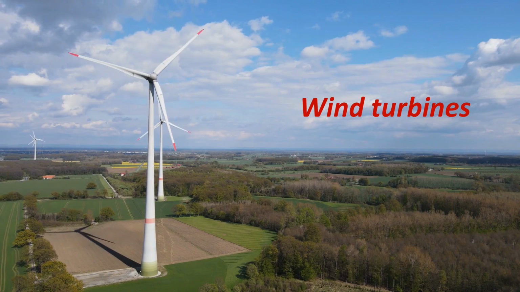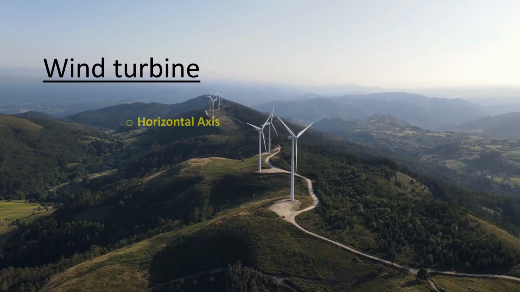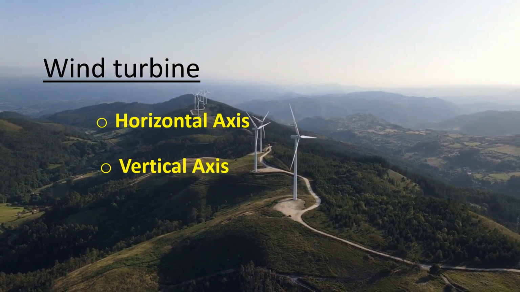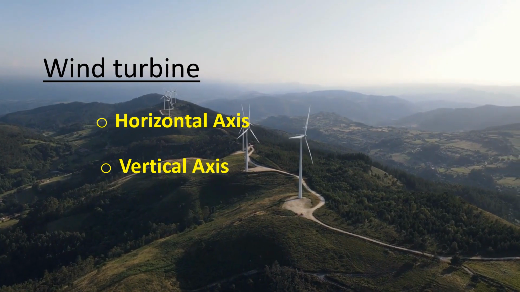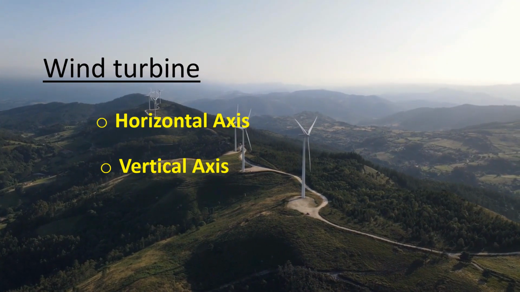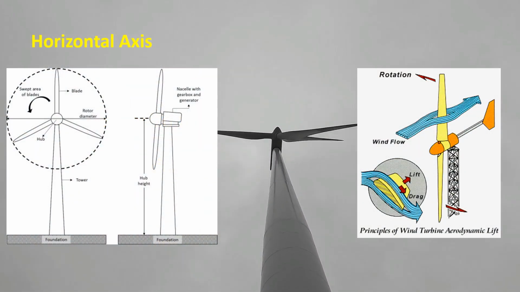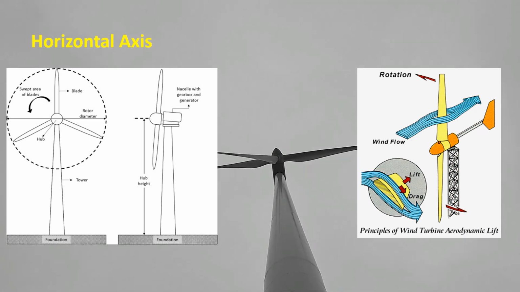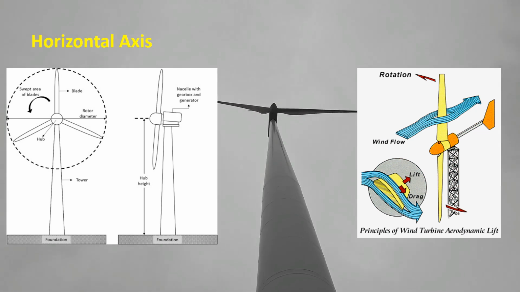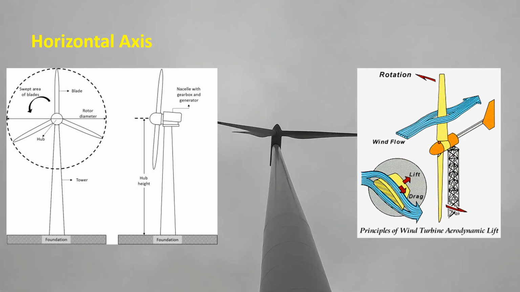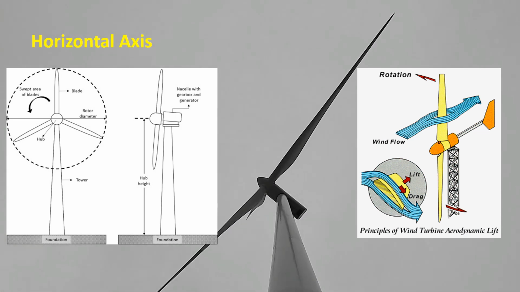Let's see about wind turbines. There are mainly two types of wind turbines that can be classified by rotational axis: horizontal axis and vertical axis. Horizontal axis wind turbines are the most common type of wind turbines used in modern wind power plants. They are characterized by their horizontal rotor shaft, which is perpendicular to the direction of the wind.